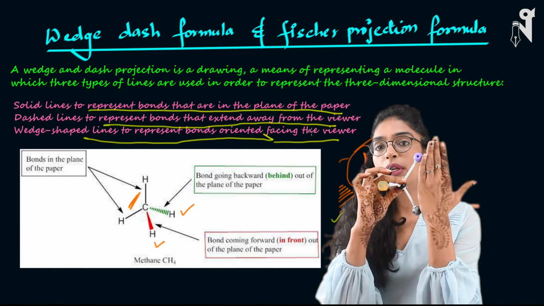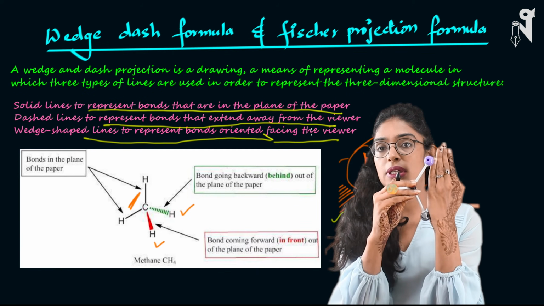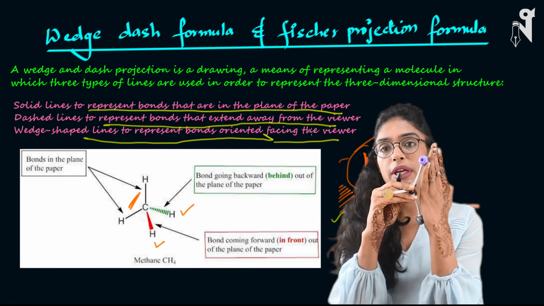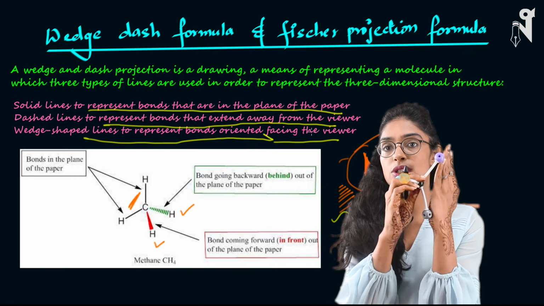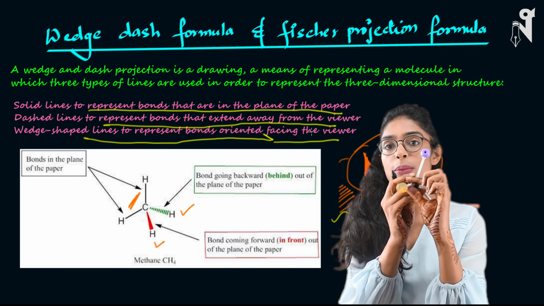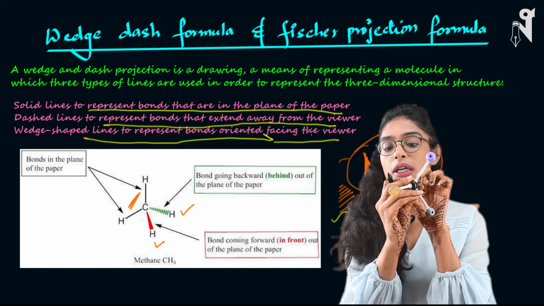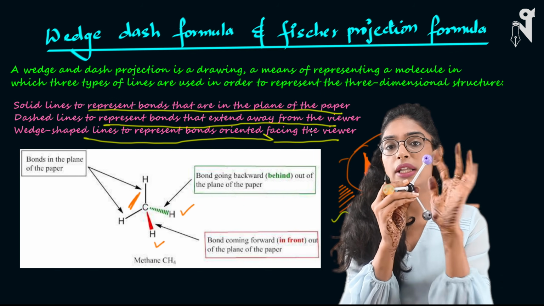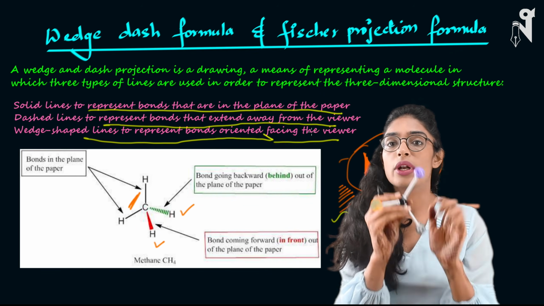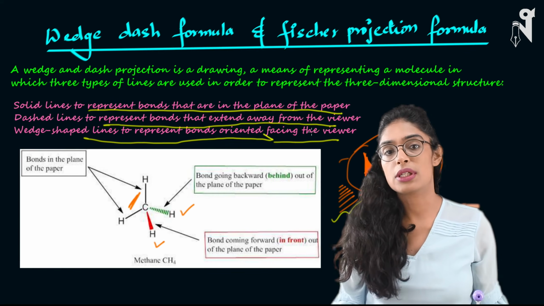So these two are in the plane of the paper. Assume this is the paper. So these two, purple and gray, are in the plane of the paper. Yellow is towards you, blue is away from you. So yellow will be represented by a wedge, blue will be represented by a dash, and these two will be represented by a normal solid line. So this is your wedge representation.